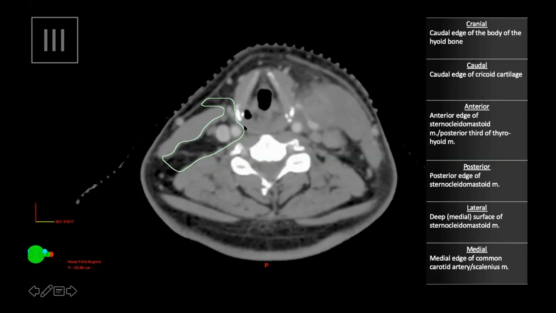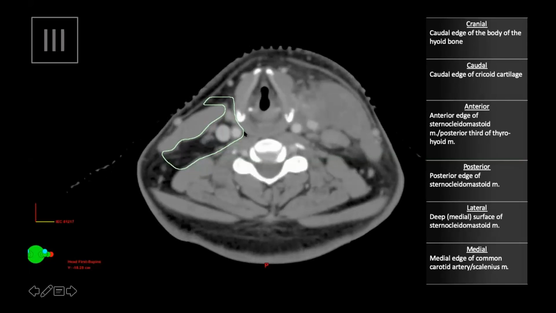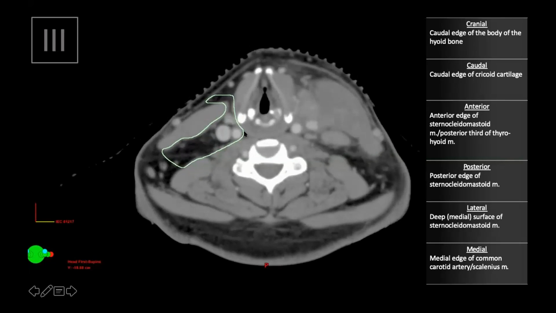When you are contouring medial border in level 2, 3, and 4, always restrict to the common carotid medial border or the internal carotid artery medial border. Don't go beyond it. Don't include this space, because we'll see in a while that is some other nodal level. So always just give enough margin to include the entire vessel. You don't have to contour beyond it.